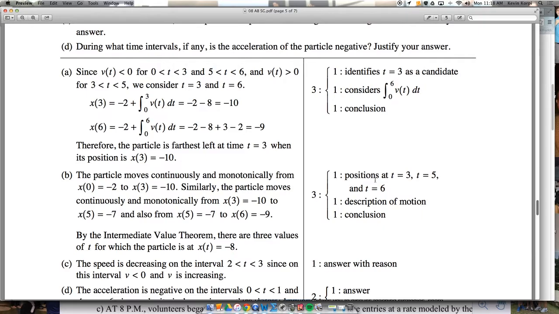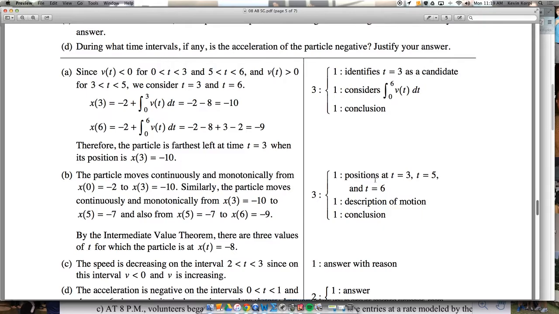But then 1 point for your conclusion. Therefore, the particle is farthest left at t equals 3 when its position is -10. But notice that to answer part B, you got 3 more points. Now, you needed to compute its position at 3, 5, and 6, which we already had from part A. So it made it nice and easy.